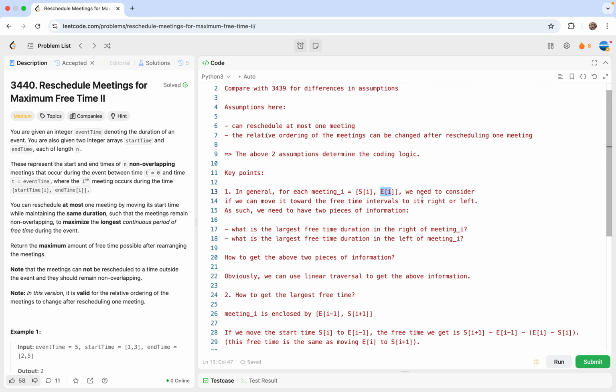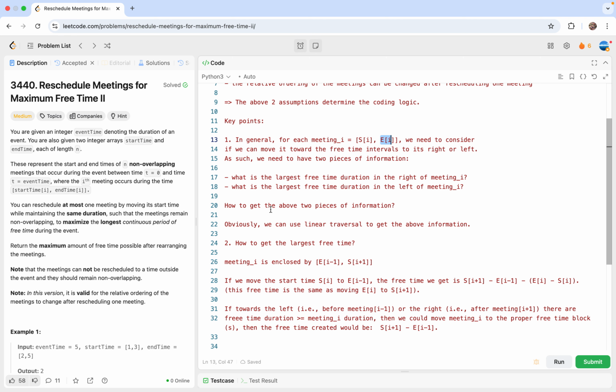For this meeting, if we want to consider rescheduling, we need to consider if we can move it towards the free time intervals to its right or left. As such, we need two pieces of information. First, what's the largest free time duration to the right of meeting i? Similarly, what's the largest free time duration to the left of meeting i? If we have these two pieces of information, we know where we should put meeting i. So we just need to scan all the meetings to get the largest possible free time duration. Then that's our return.